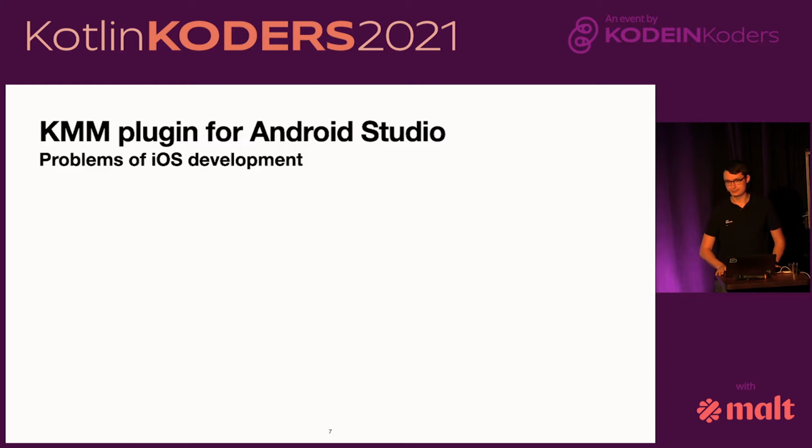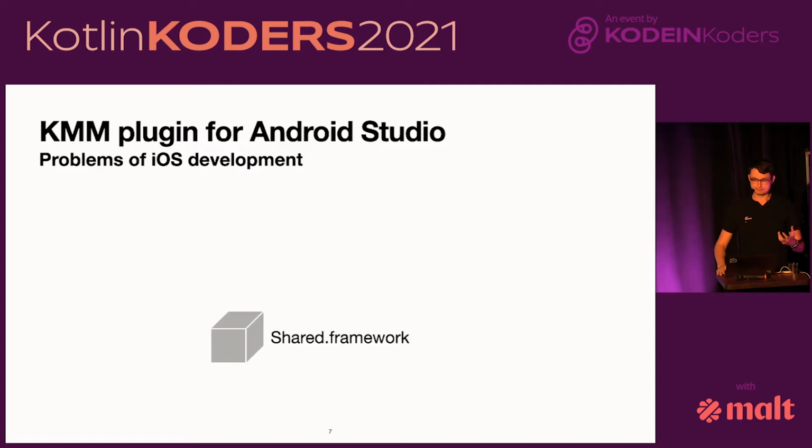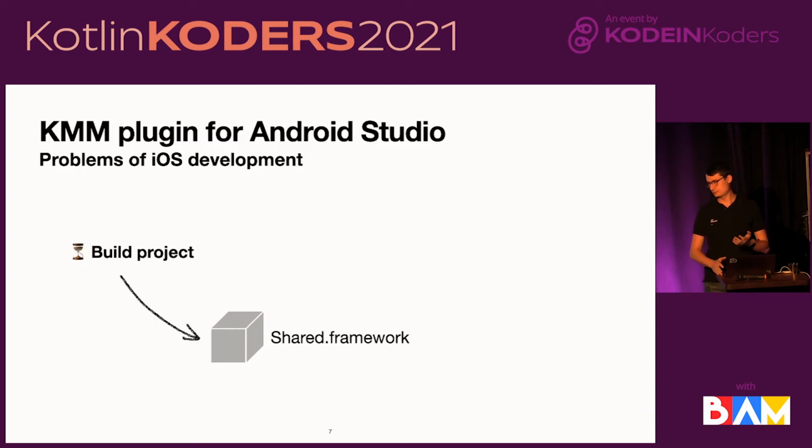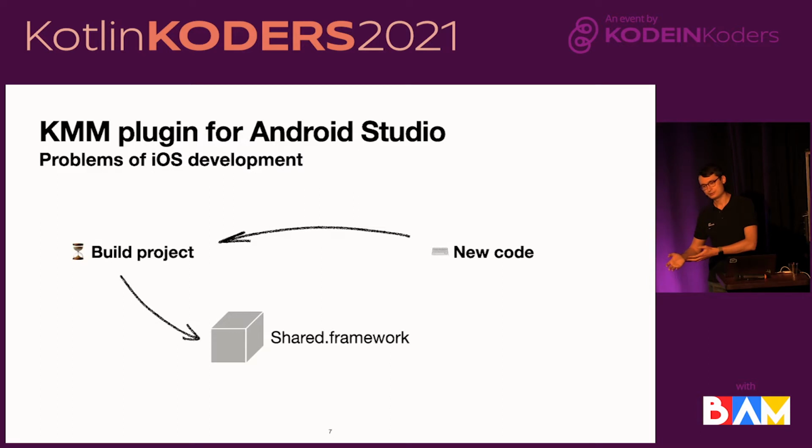Another problem is related to the very late stage of integrating the binary framework into the iOS application, into the iOS project. To make your shared binary framework available from your Swift or Objective-C code, first you need to build it. And if you want to add a new function or rename something, then you add new code, and again you have to build it to make it available in your iOS project. You end up in this circle of development, and it's not very fast.